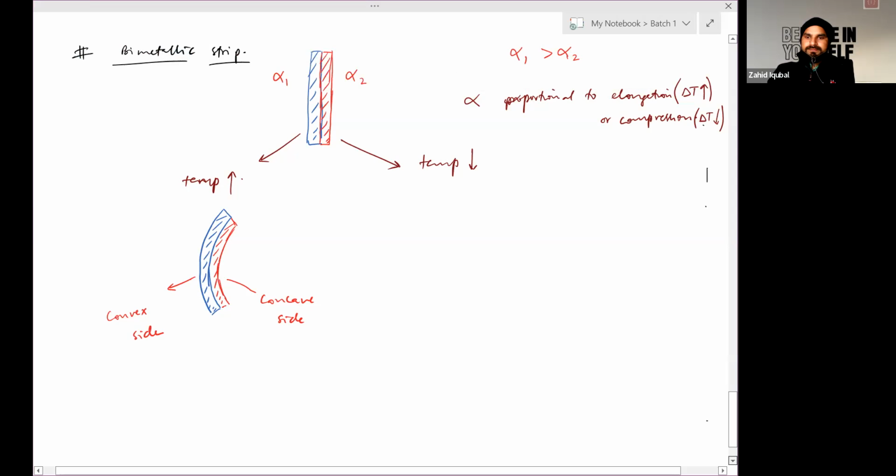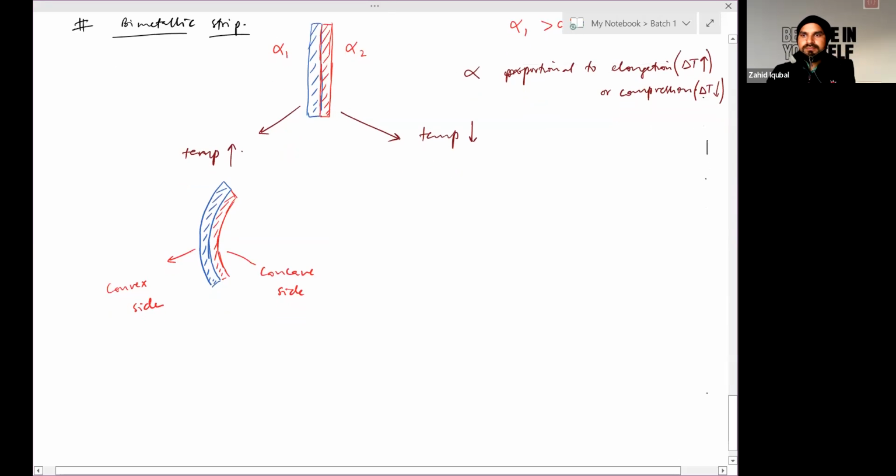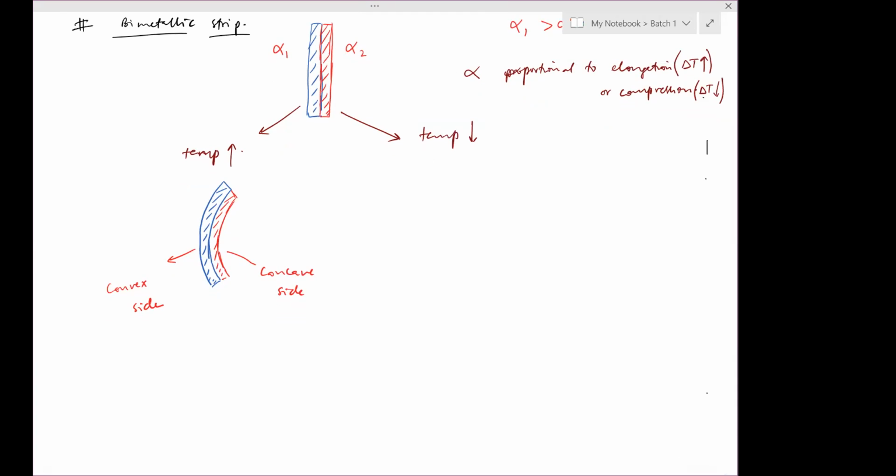Hiba? So the red strip will turn towards convex side. Good.